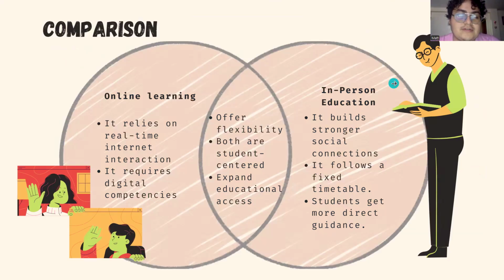Then we have comparisons between online learning and offline learning, or in-person education. Well, first of all, online learning, as we mentioned before, requires digital competences and relies on real-time internet interaction. And in-person or traditional education builds stronger social connections, follows a fixed timetable, and students get more direct guidance. But in the middle of this Venn diagram, we have what they both share: flexibility, being student-centered, and expanding educational access.